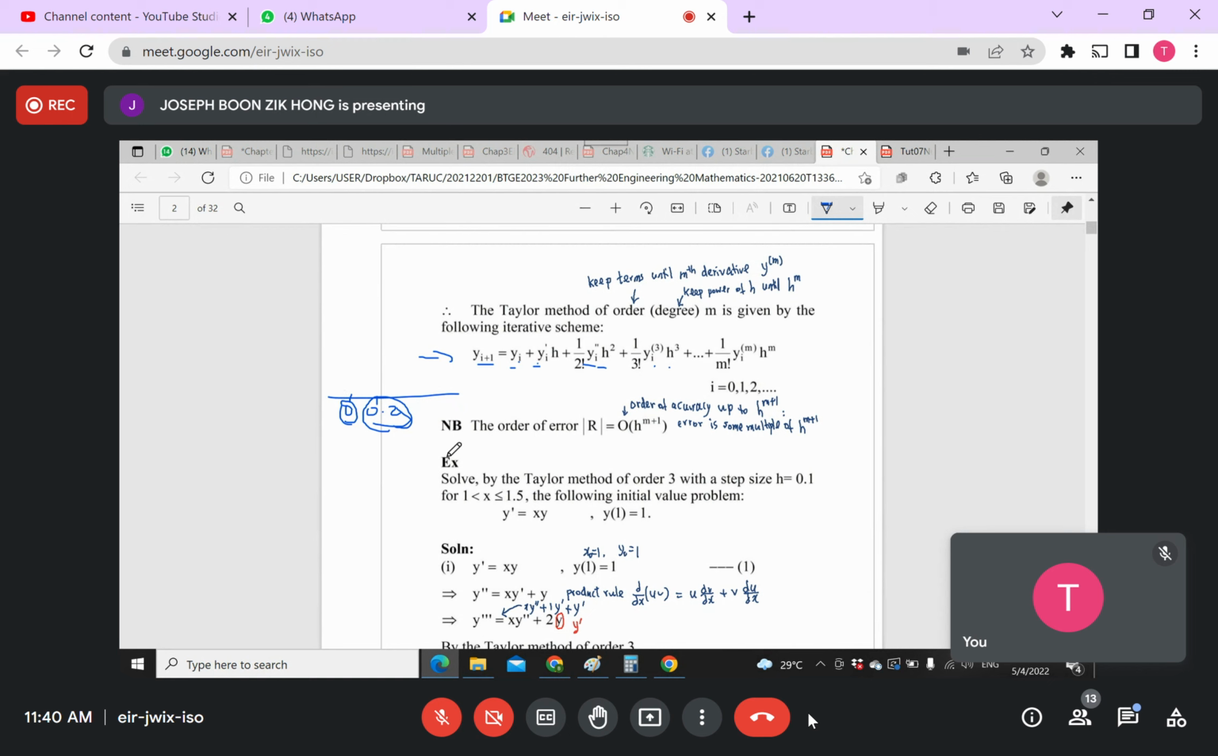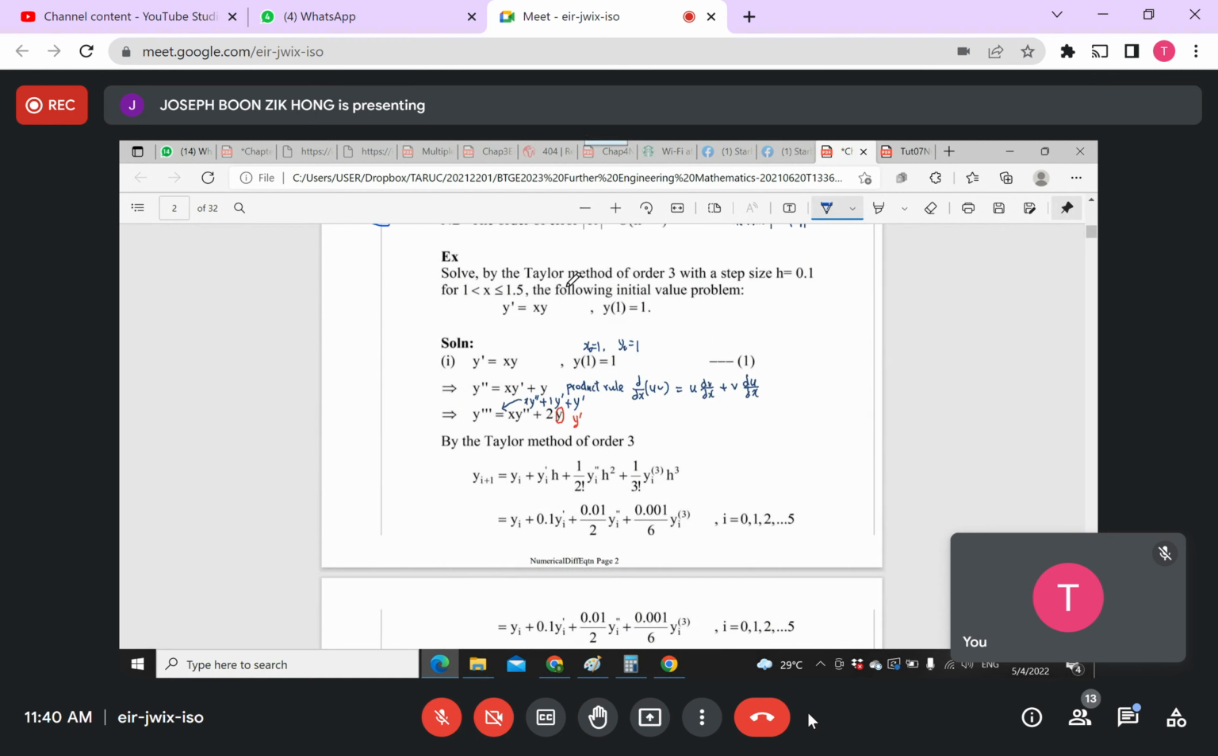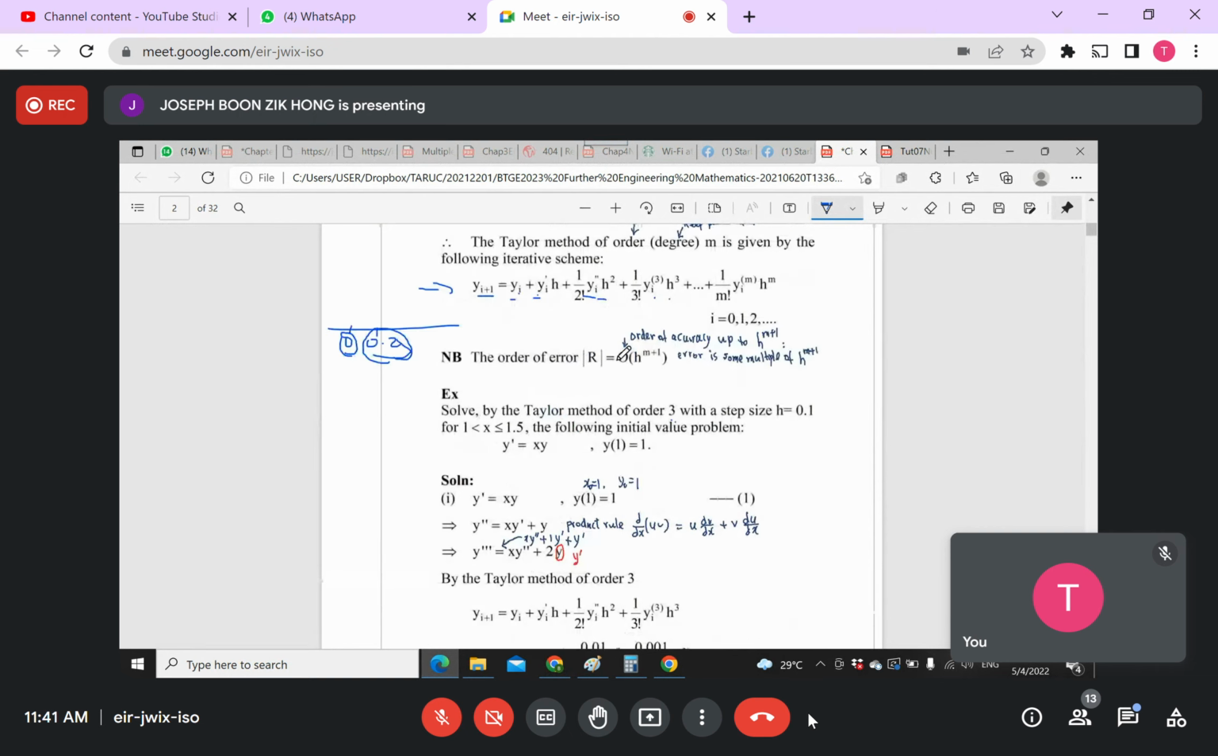This example: I want to solve by using the Taylor method. Is this one the same as yours? Same, okay. For example, using the Taylor method of order 3, that means we take until here: this is 0, first, second, third. With a step size of 0.1, I want to get from 1 until 1.5.